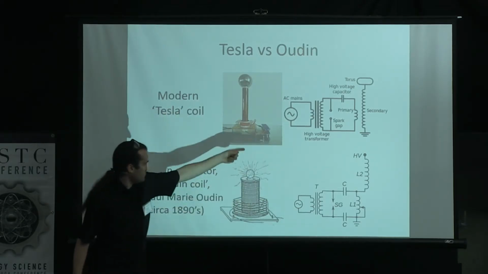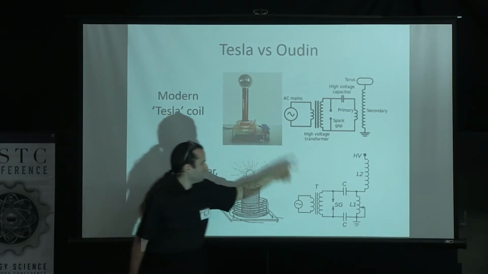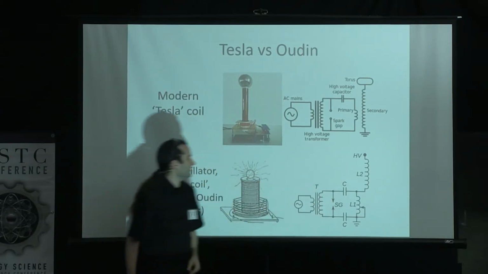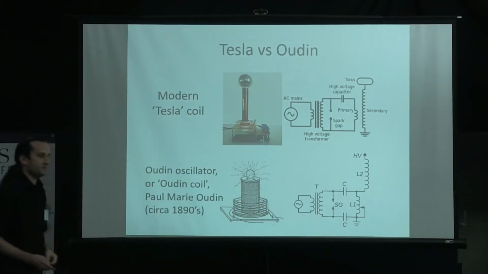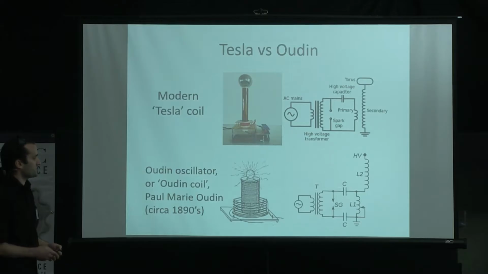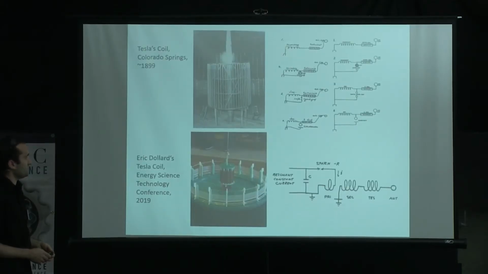We'll notice there's a primary and a secondary. And in this case, it has a primary with a low impedance to ground. But it's structurally almost identical to what you would see in a modern Tesla coil. But this was from Paul Marie Odin, not from Nikola Tesla. So they're different apparatus, and they have different characteristics and effects.